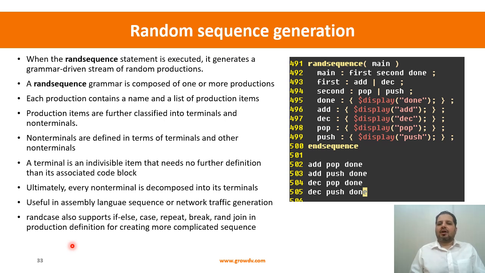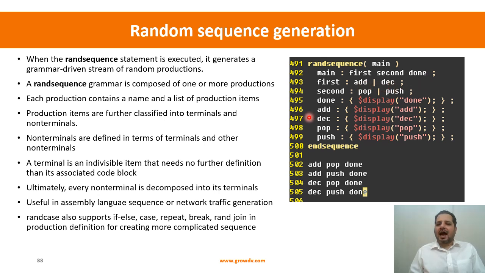Let's look at one of the grammars as to how it works. Here we are trying to create a sequence of assembly operations, the legal assembly sequences that we want to generate to test it. At the top we say main, these are the productions, and I'm giving a name and then defining that it can be composed of first, second or done. These could be either a terminal or a non-terminal. Then first I am defining this particular production. This can again be composed of add or decrement. So this can be one of these two.